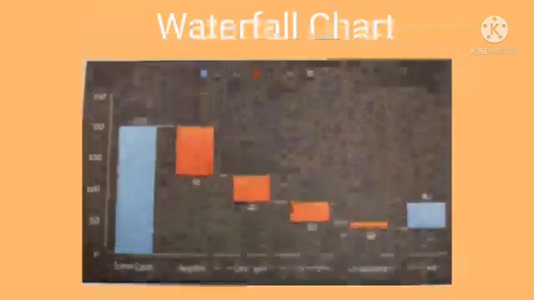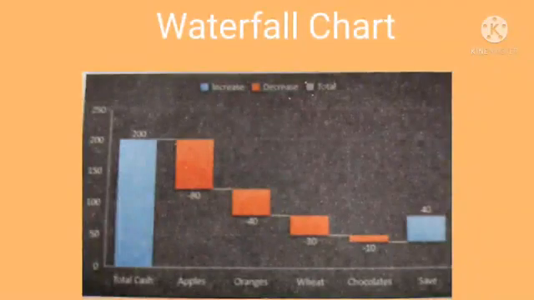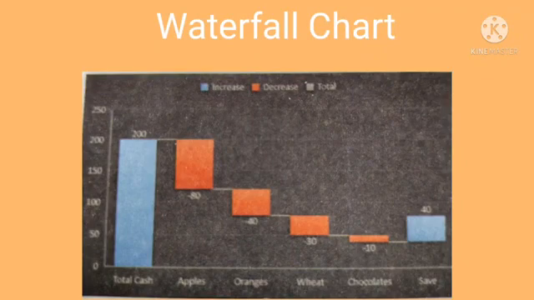Waterfall chart. A waterfall chart is a form of data visualization that helps in understanding the total effect of sequentially introduced positive or negative values. It helps us to show our running totals as values are added or subtracted.